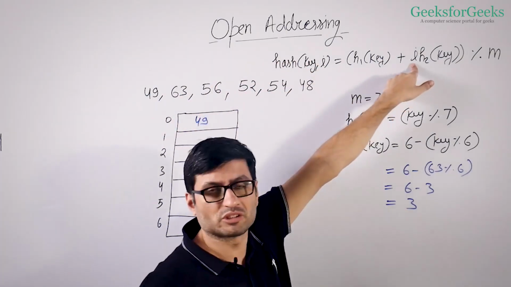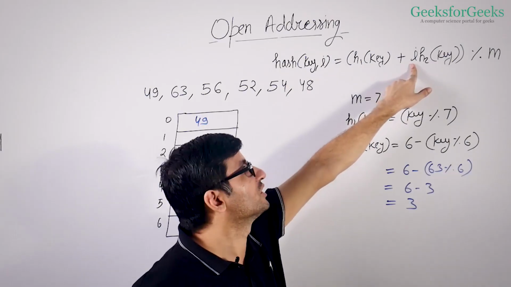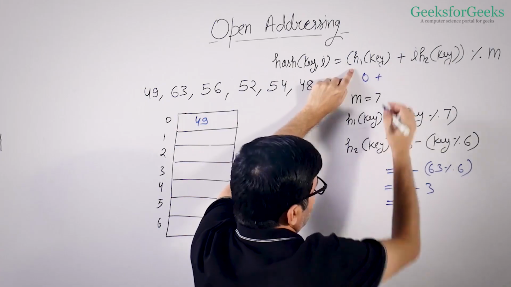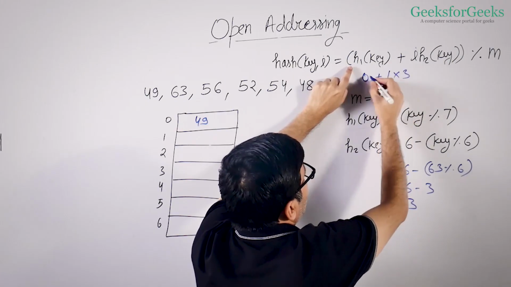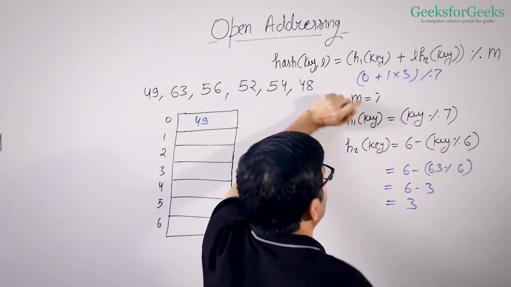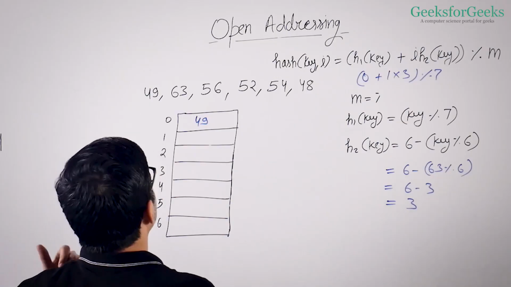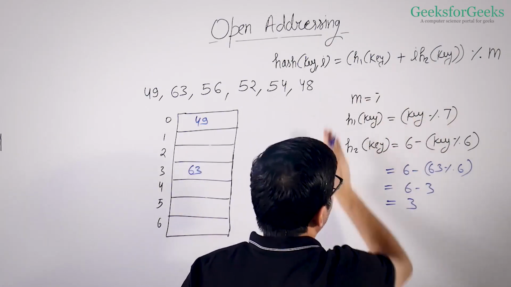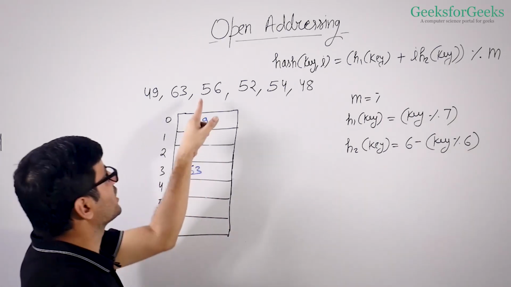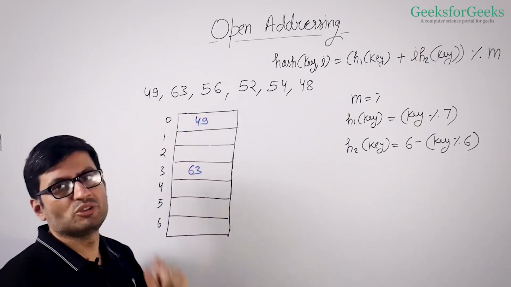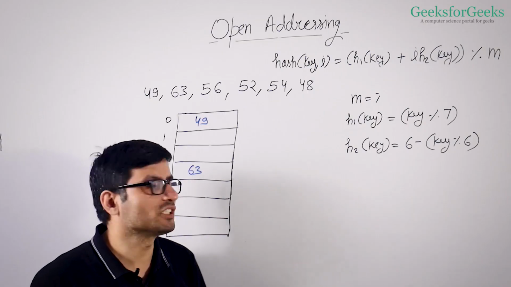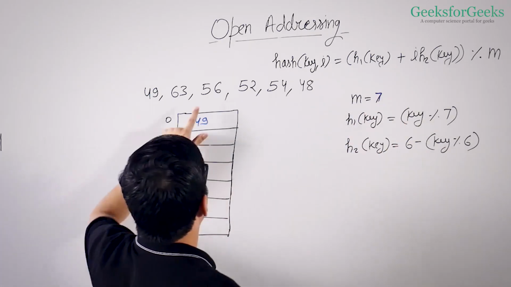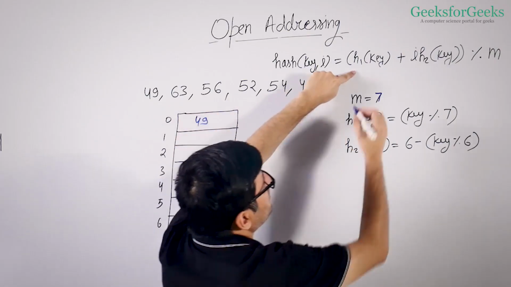I is 1 because this is the first time we are trying to handle the collision. And what is H1 key? H1 key is 0. So we'll do 0 plus 1 into 3 & 7. So what do we get? We get 3. So we put 63 into that slot. Let's try to put the next value, 56. I've intentionally taken some values which cause collisions so that you get an idea how collisions are handled by double hashing. Let's put 56, we'll get 0.